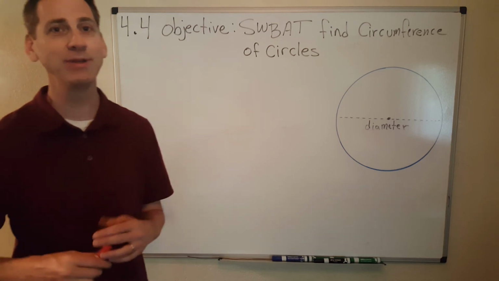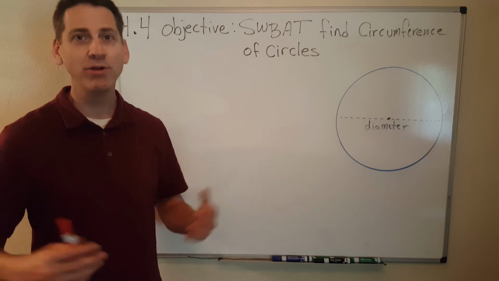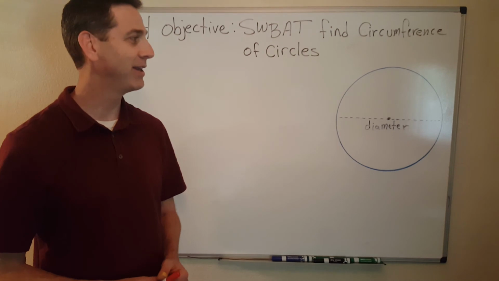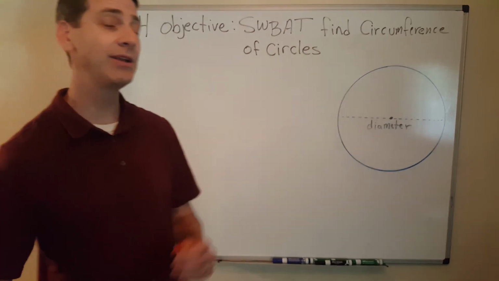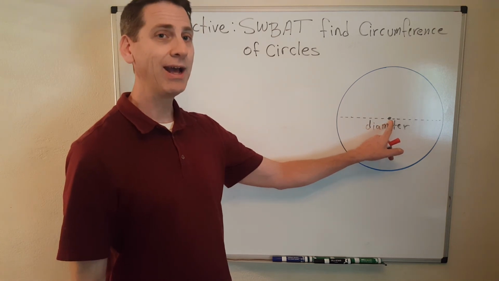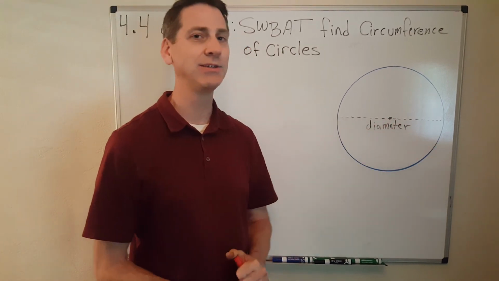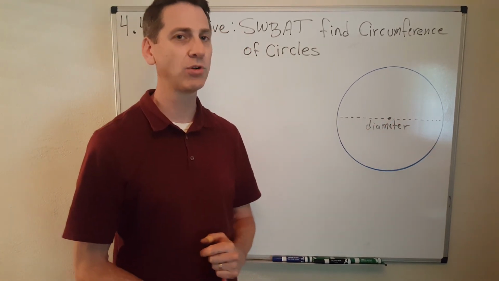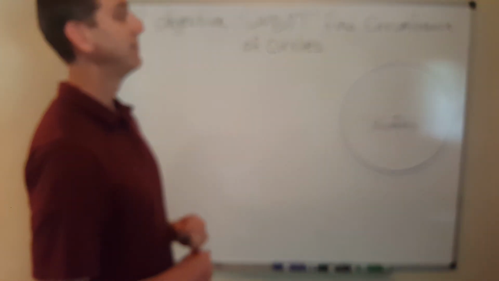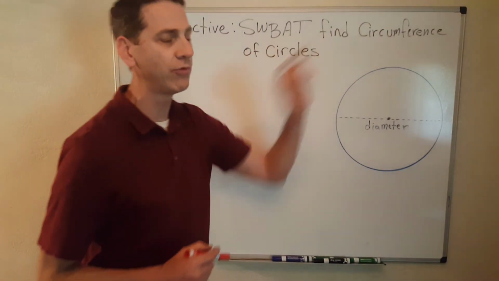Now circumference just means the distance around a circle. So it's kind of like perimeter, except it's for circles. Obviously a circle doesn't have any sides, but it is closed. And the interesting thing about a circle is that it has a midpoint, and the distance from the midpoint to the edge is always the same in a circle. If it wasn't the same, then it would be an ellipse. So a little bit about circles here. We want to learn how to find the circumference.